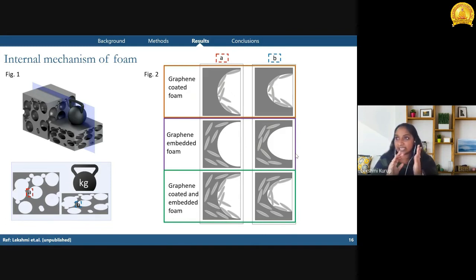So we have told that in graphene coated foams, the graphene flakes are present on the pores. That is graphene is present on the outer circle of the pores.